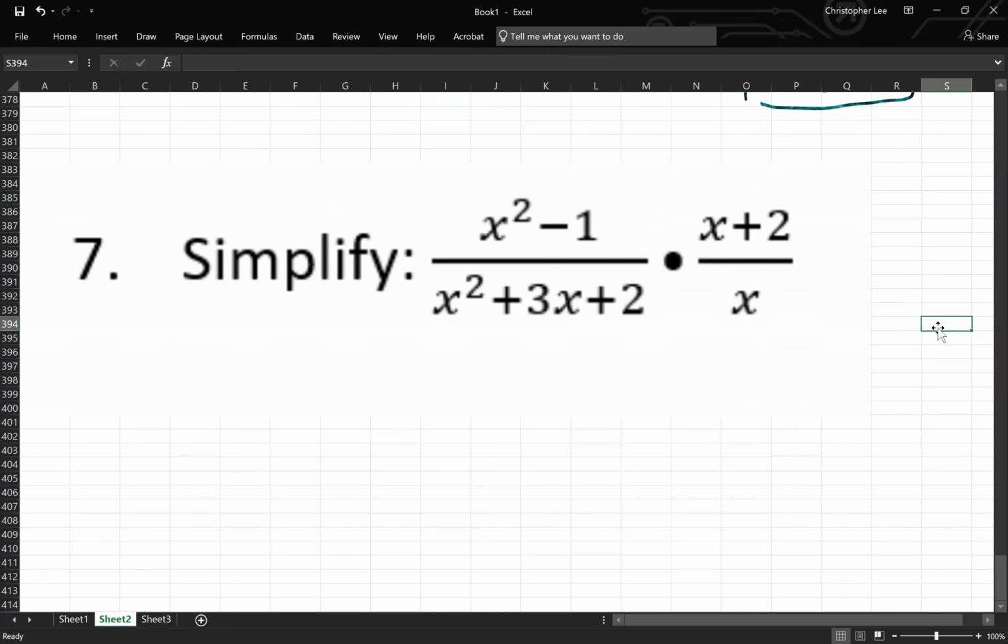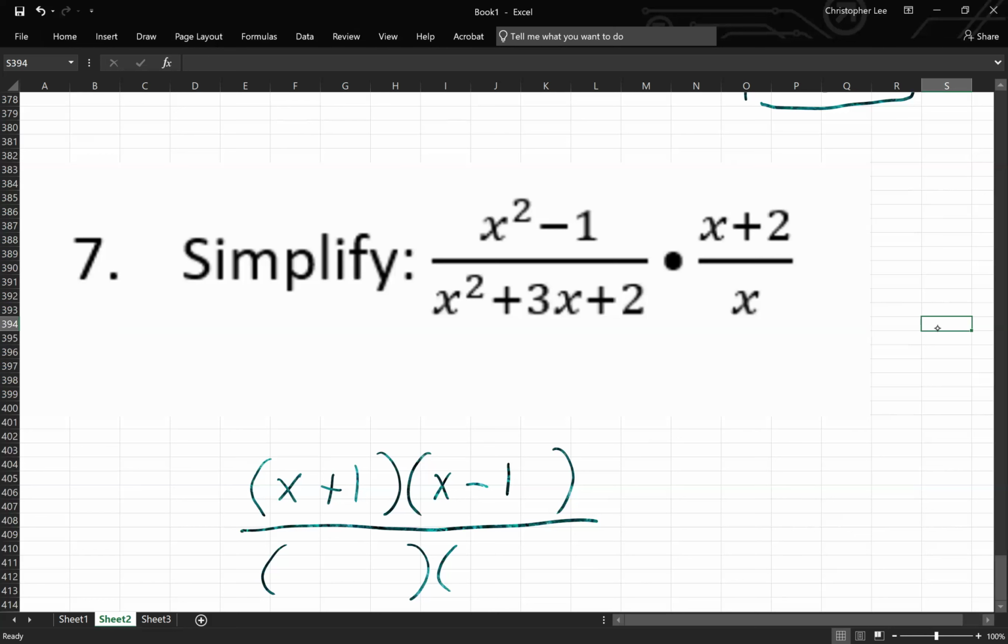Factor it, right? Help me out. What's the top? X plus. Good. What's the bottom? Very good. I wrote a plus instead of an X. Times, let's see, I have what? X plus 2 here. And I have an X here. What do I do after that?